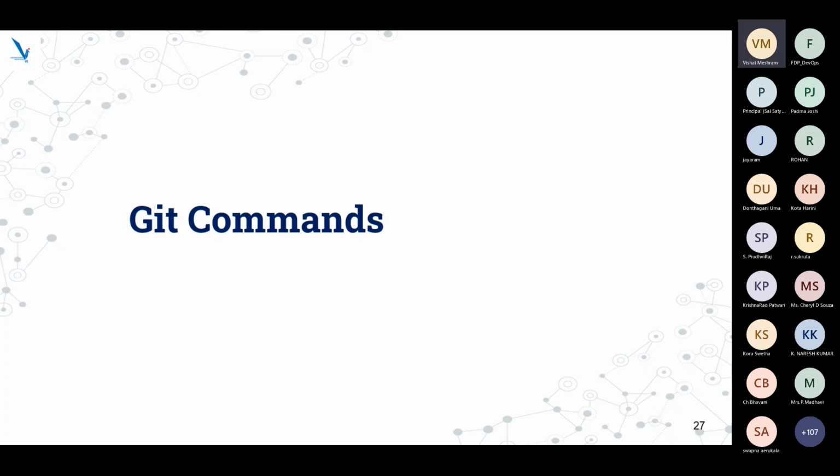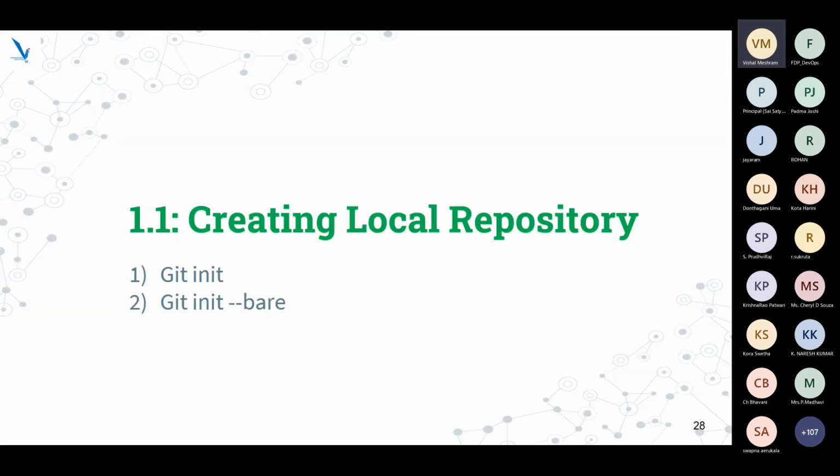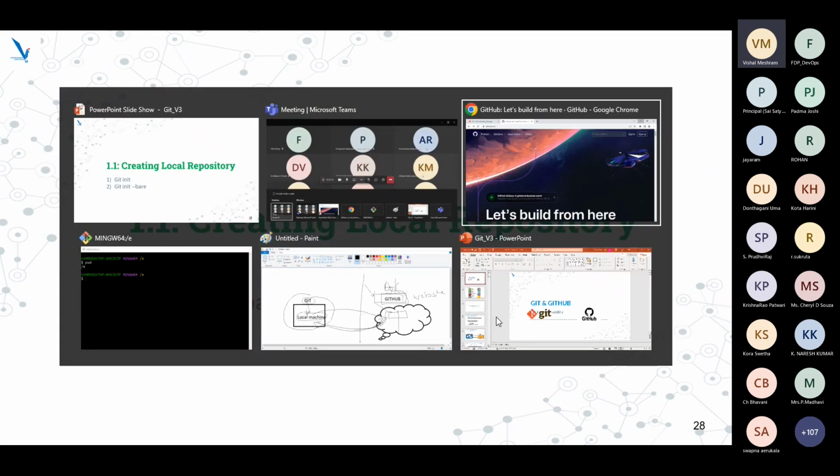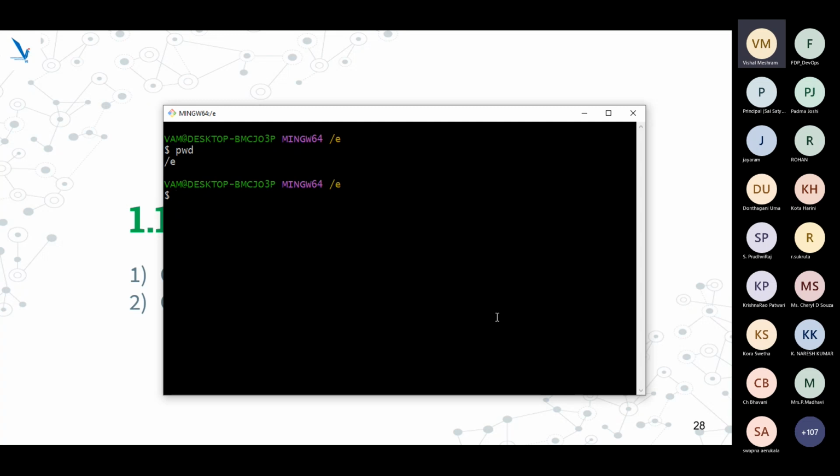Now with this, we are going to jump into the actual hands-on. First we'll discuss the git commands. There are three sections of this presentation. First is the git basics, the basic commands, second is the intermediate commands, and third is the advanced part. First we will see creating the local repository on our machine. Now let me jump on my terminal.